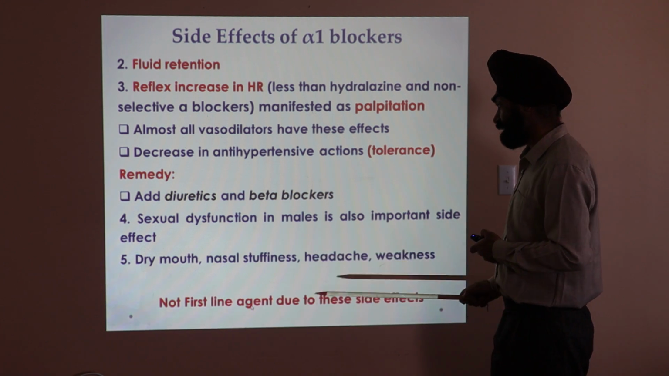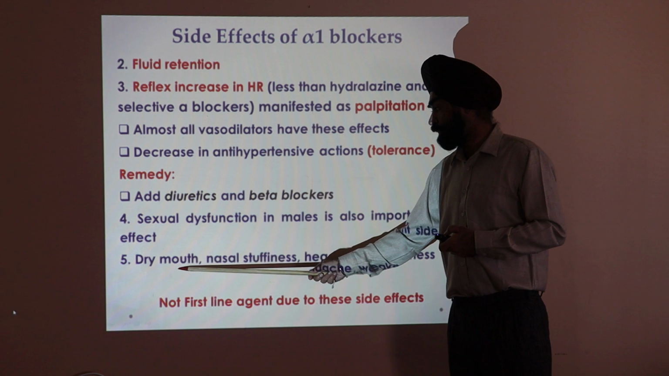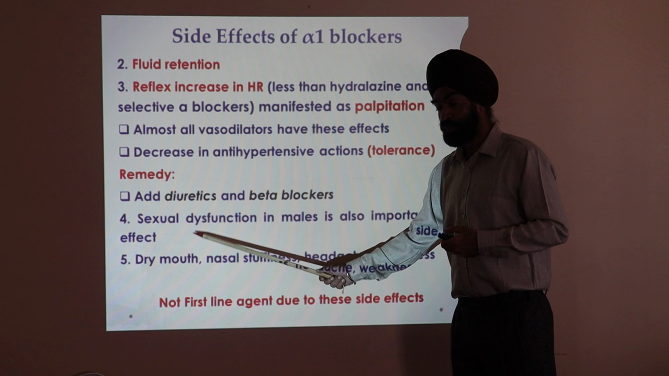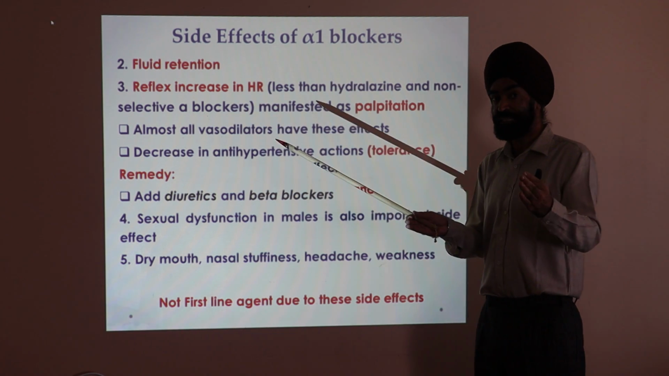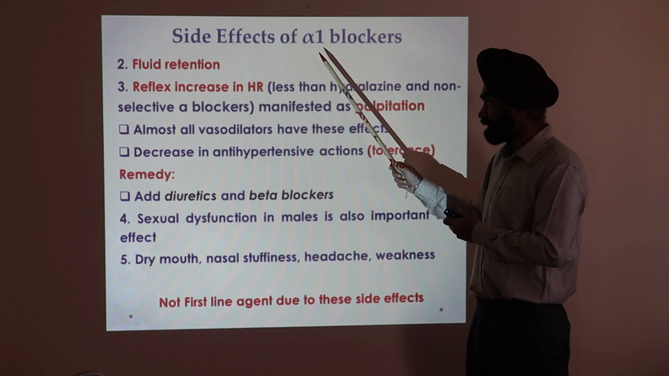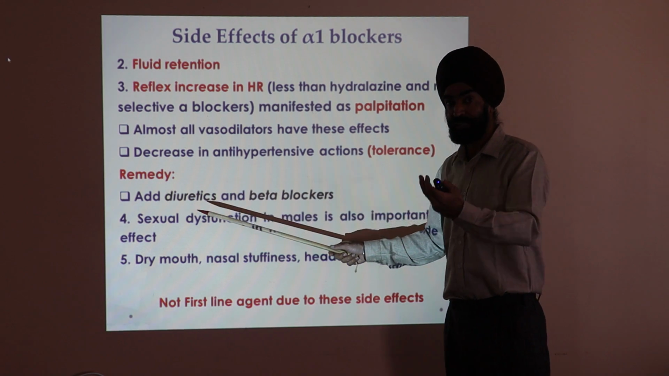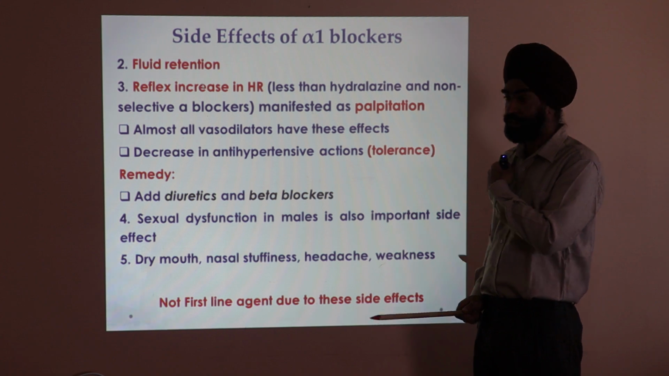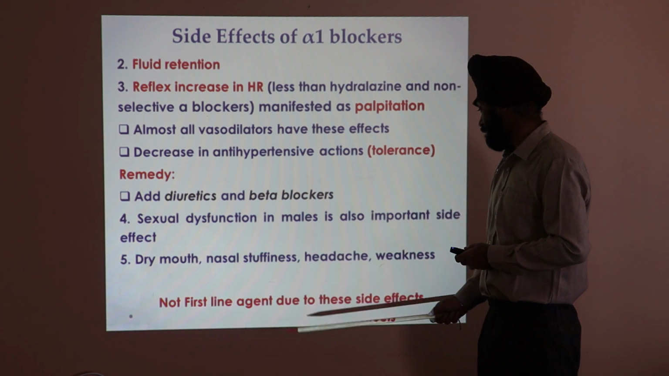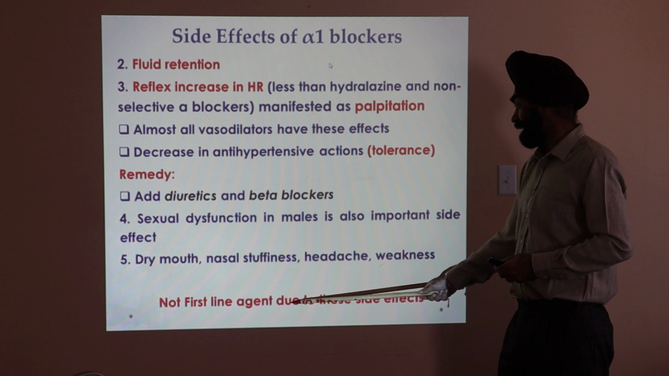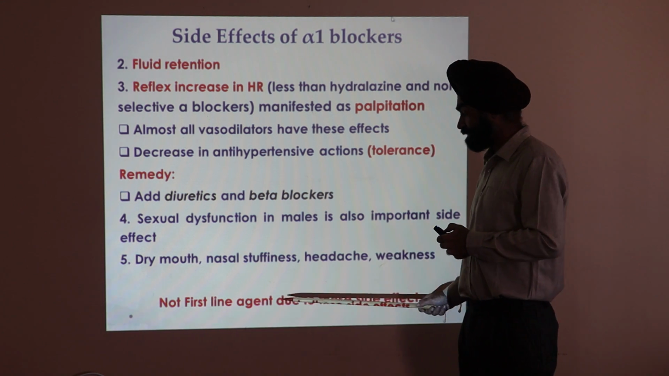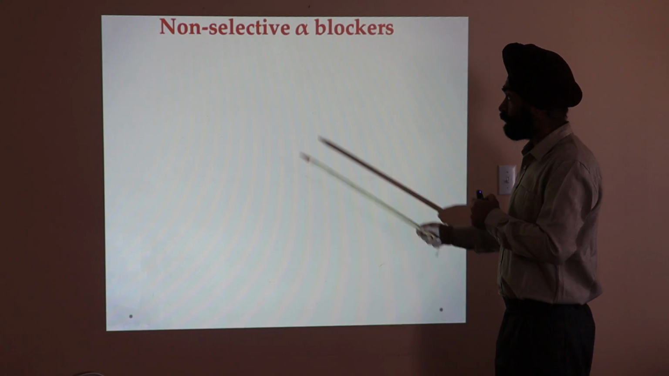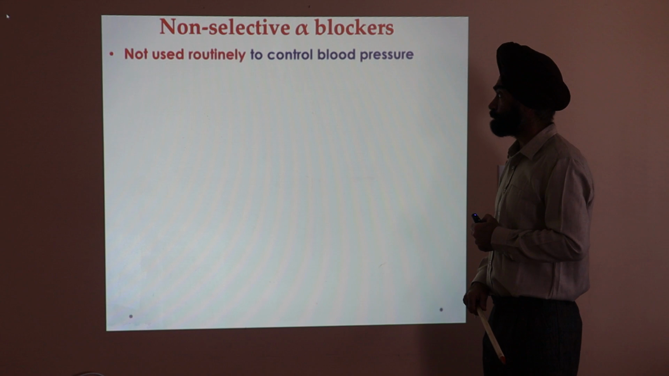Some other side effects, dryness in the mouth, nasal stuffiness, headache, weakness, these are the other side effects. So if you compare the first line agent and second line agents, you will see obviously these side effects are relatively higher in the prazosin in compared to other drugs which we discussed in the last lecture of the first line agent. That is why this is not a first line agent because of these side effects and because of development of this tolerance.